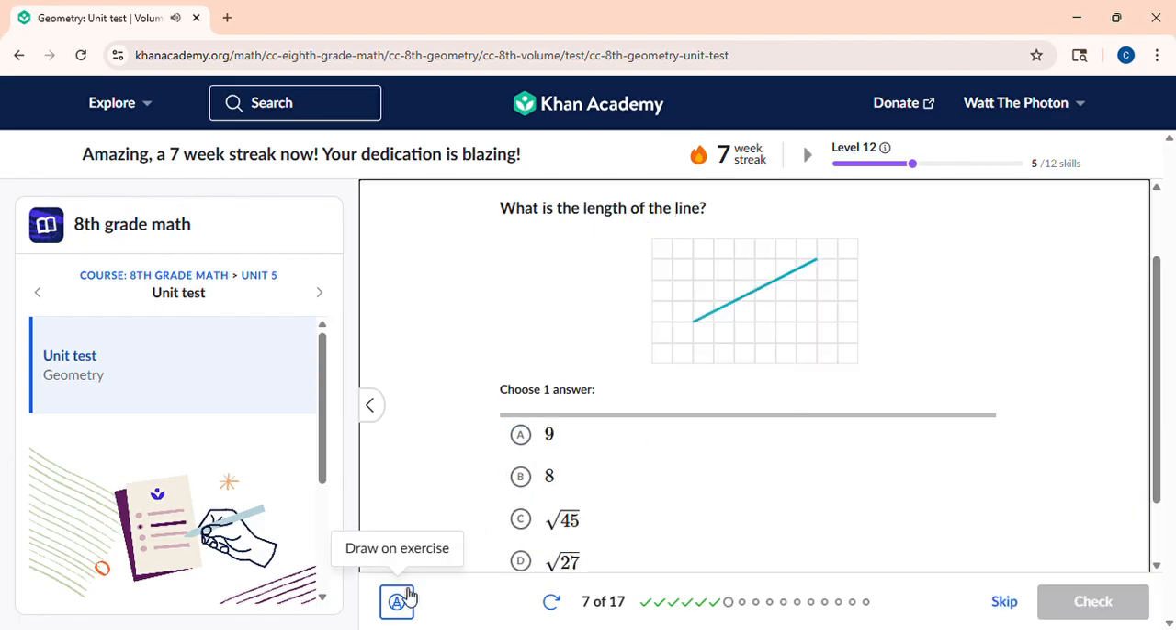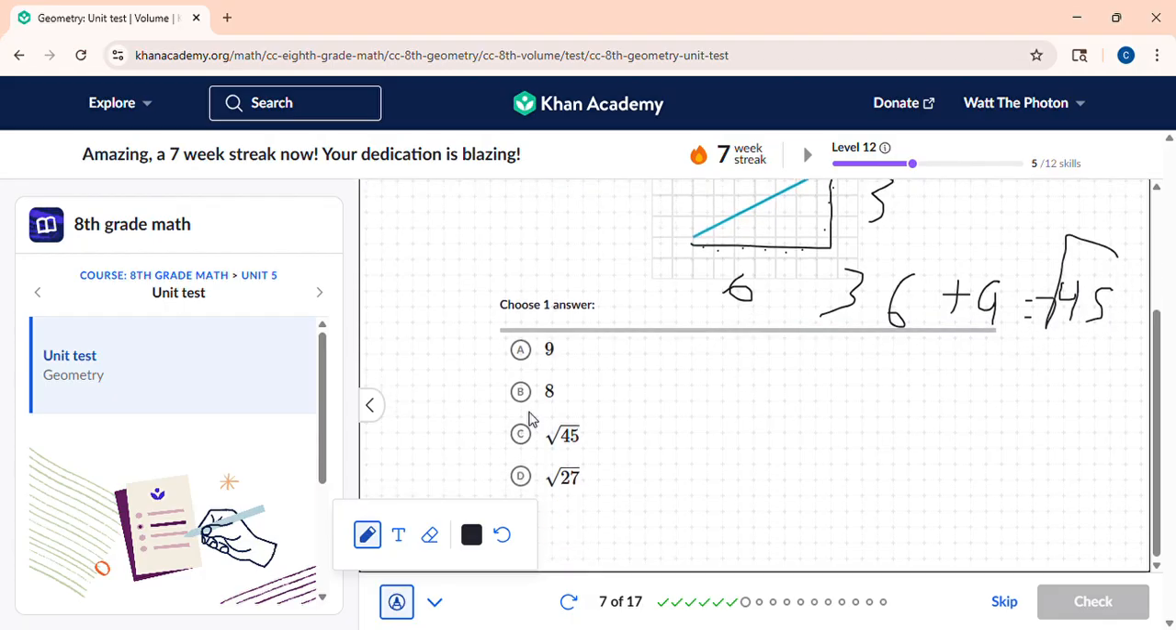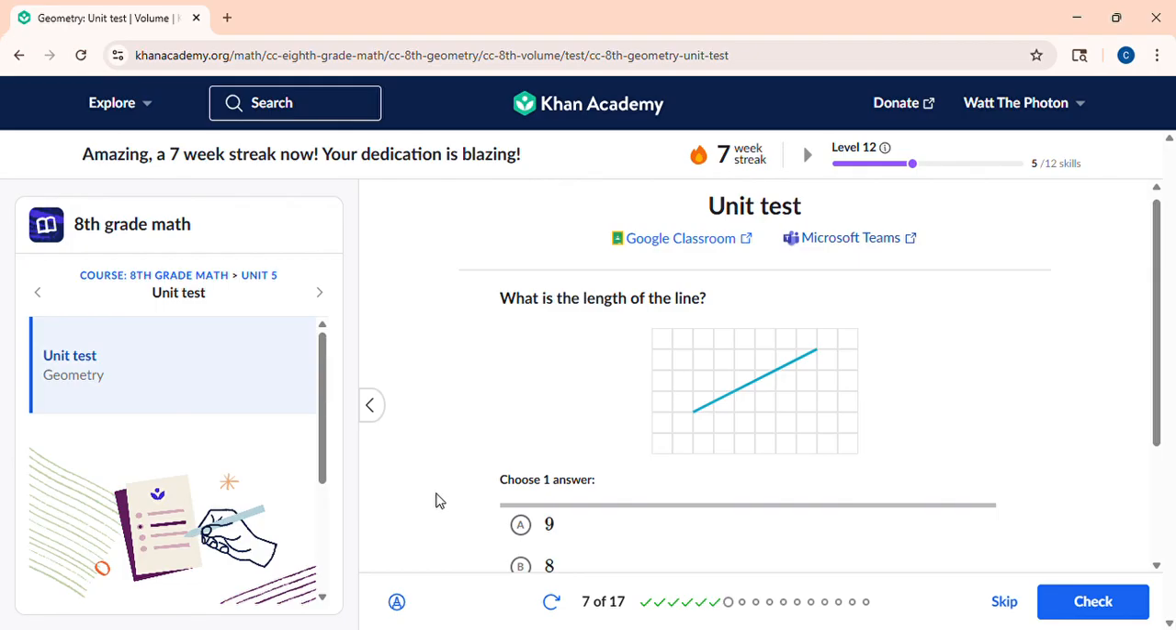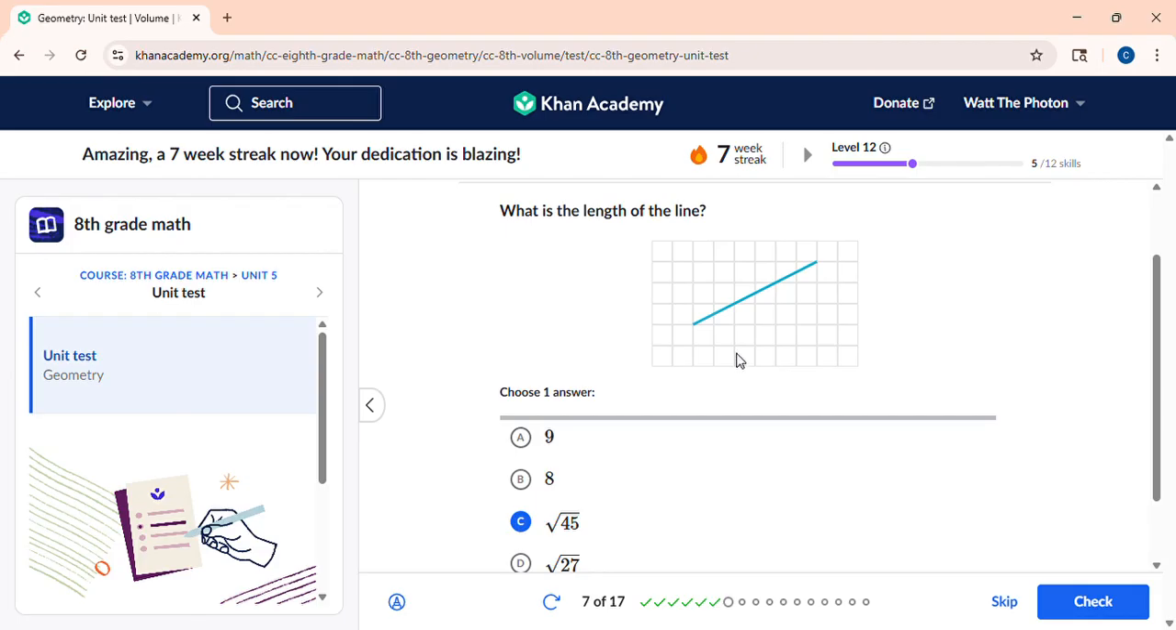What's the length of this line? 1, 2, 3, 4, 5, 6. 6 on the bottom. 1, 2, 3. 3 right here. So we have 6, 3. So we have 36 plus 9, and that is equal to 45. And the square root of 45 should be our answer. It's not going to be 9, not going to be 8, not going to be 27. 36 plus 9 is 45. Square root of 45 should be our answer.